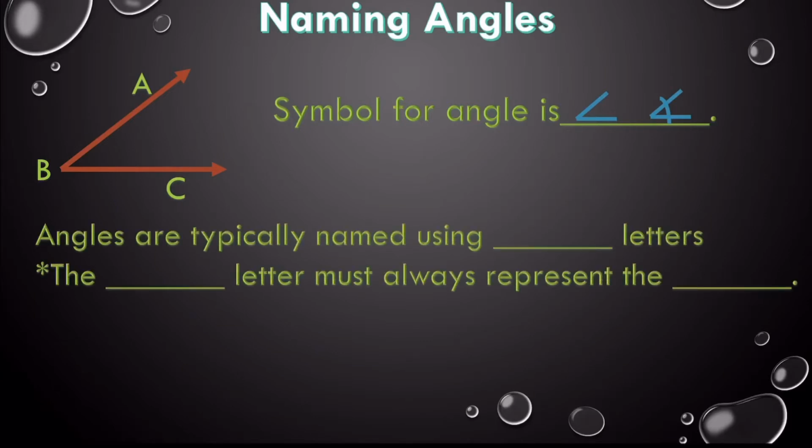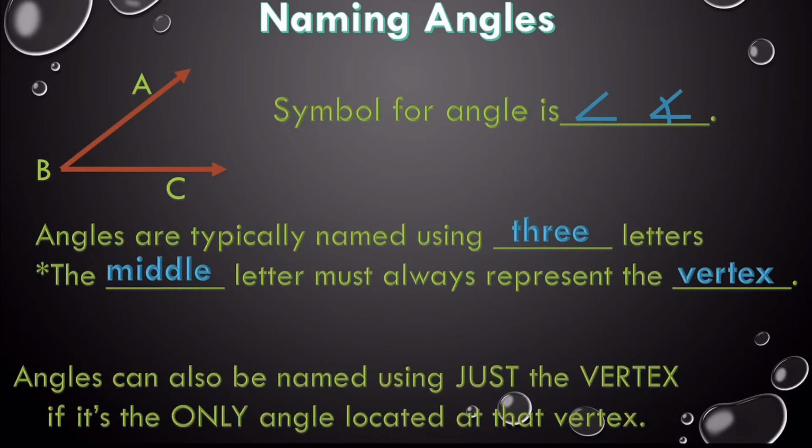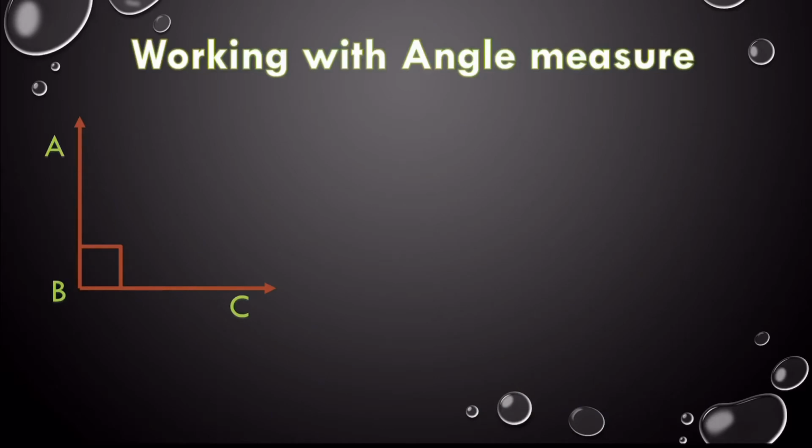When we actually go to name something, typically we use 3 letters. The middle letter must always be the vertex. So we can just say the vertex, or we could say the 3 full letters. But you can only use the vertex if it's the only angle there. Looking at this angle, I could call it angle ABC. I could call it CBA. I can also call it angle B, and I can do that because there's no other angle around.